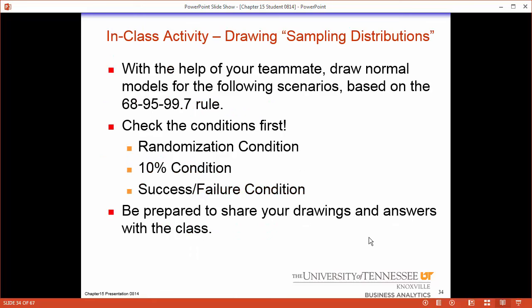So when we meet these conditions right here, we're saying that it's approximately normal, that we can use the normal model. These are very, very important conditions, and they're going to carry on throughout the course. Random and 10% are in almost everything in the remaining conditions. I always ask people in class, what's condition 1? They say random. What's condition 2? 10%. And hopefully they can tell me what those conditions are. These are pretty much the first 2 conditions for a lot of our tests to come.